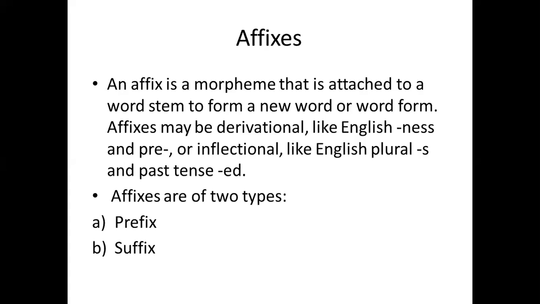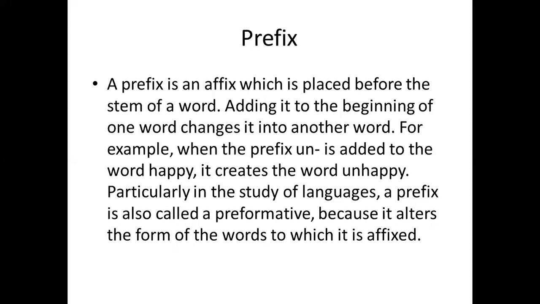Okay. Now affixes are of two types. There is a prefix and then there is a suffix. A prefix is an affix which is placed before the stem of a word. Adding it to the beginning of one word changes it into another word. For example, when the prefix un is added to the word happy, it creates the word unhappy. Particularly in the study of languages, a prefix is also called a preformative because it alters the form of the words to which it is affixed.